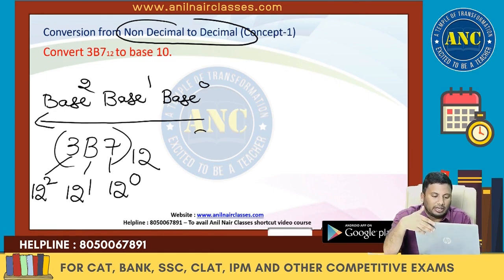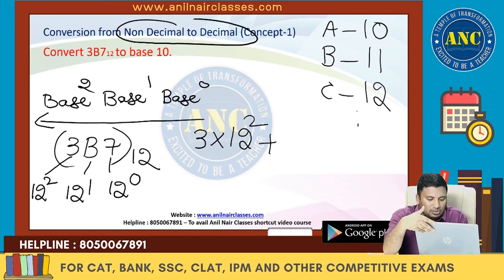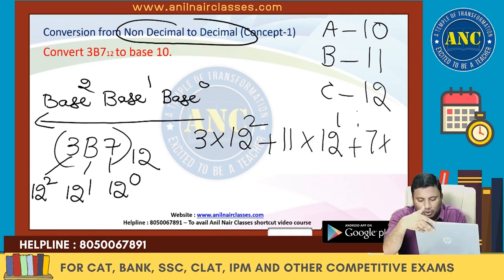One way to do it is 3 into 12 square plus b. What is b value? A is 10, b is 11, c is 12 and so on. b is 11. 11 into 12 power 1 and another is 7 into 12 power 0. Are you all with me?